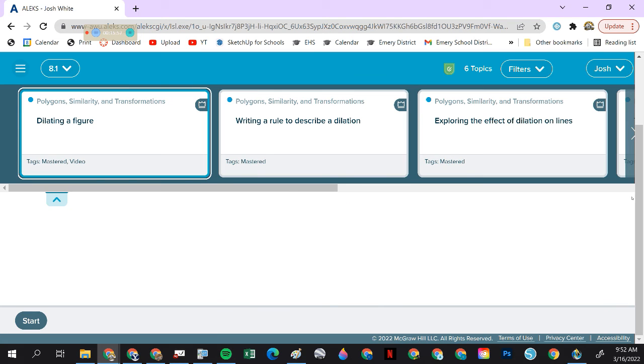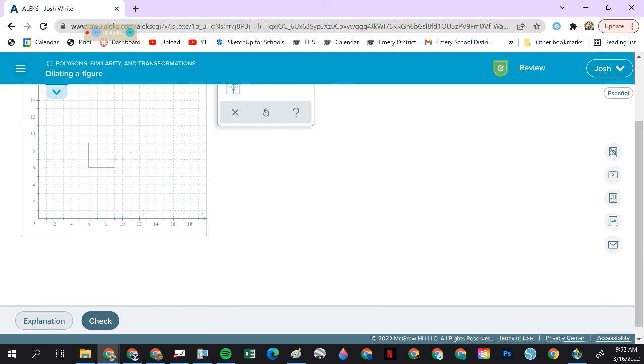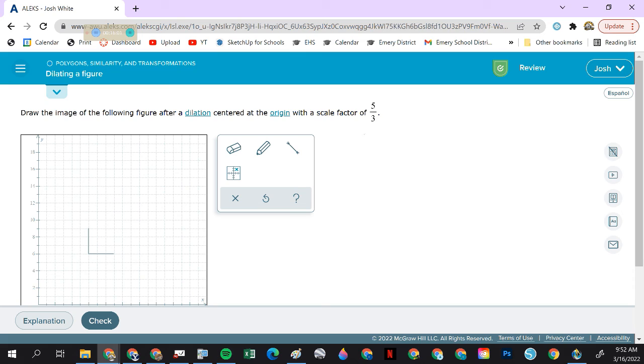Okay, lastly, here is a figure. Here is your scale factor, 5/3. So you would need to come over here and draw the new figure so that it was a scale factor of 5/3. That's probably in the wrong place, but all right, get to work.